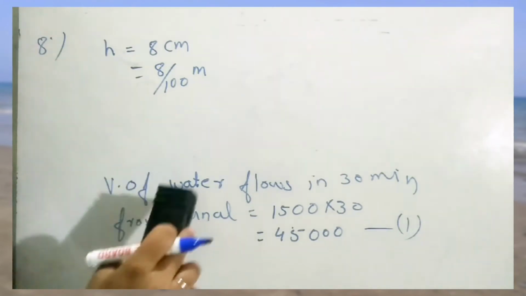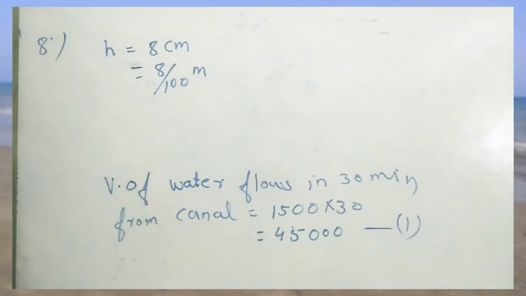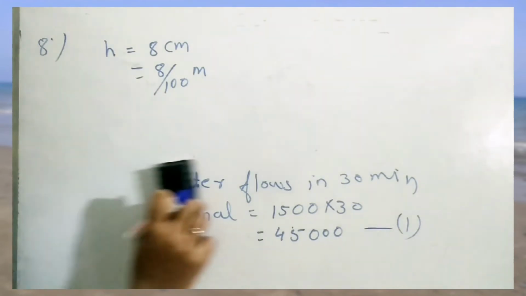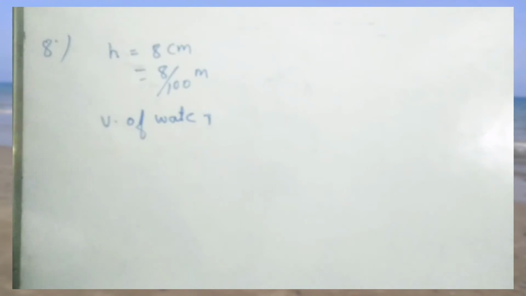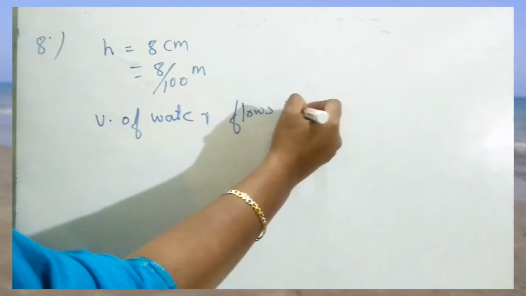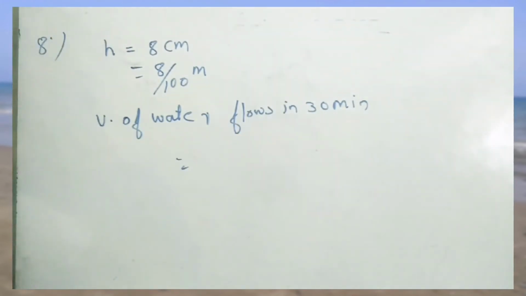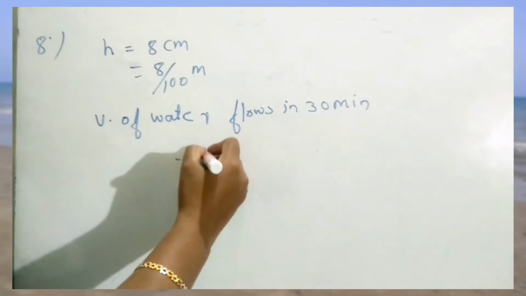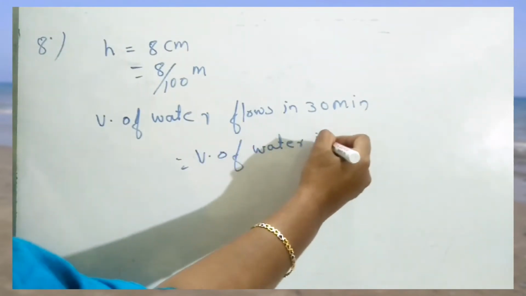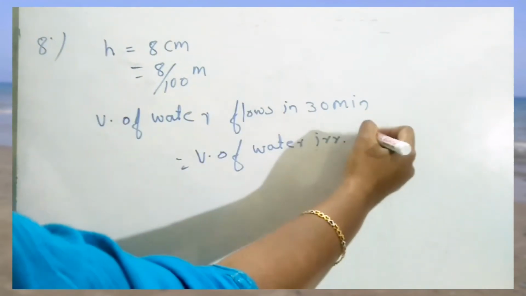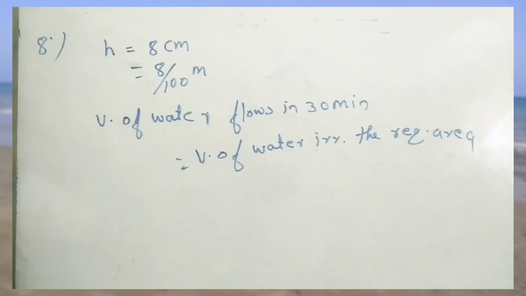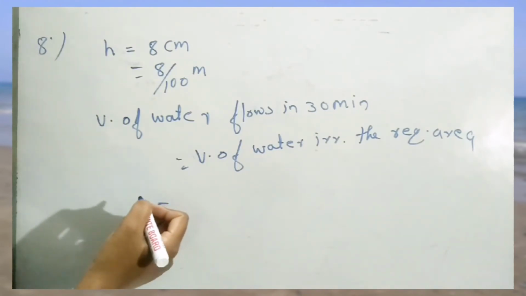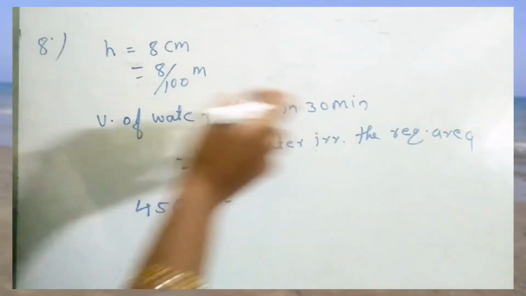Now the volume of water that flows in 30 minutes is equal to the volume of water irrigating the required area. The volume of water that flows in 30 minutes, that we know, 45000, is equal to the volume of water irrigating the required area.